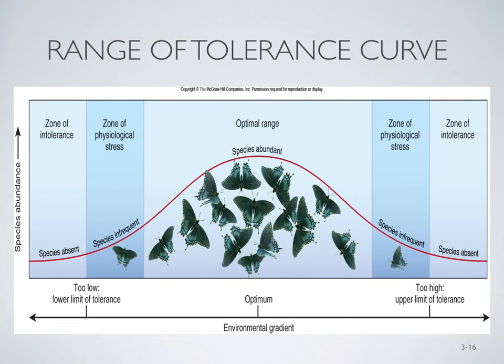Tolerance limits affect species distribution. For every environmental factor, there is an optimal range within which a species lives or reproduces most easily, so abundance is high. The horizontal axis here could represent a factor such as temperature, rainfall, vegetation height, or availability of some critical resource.